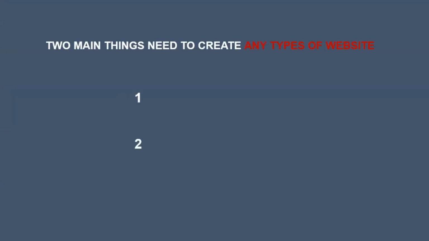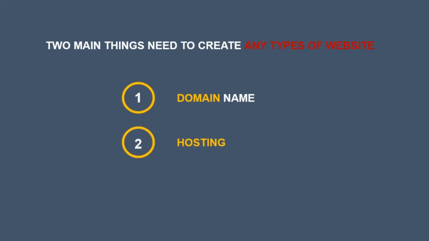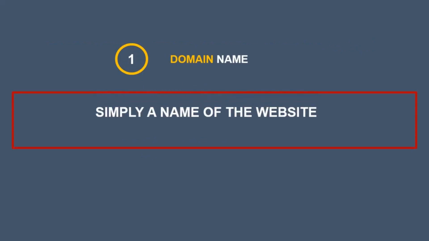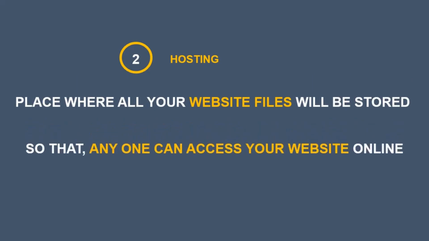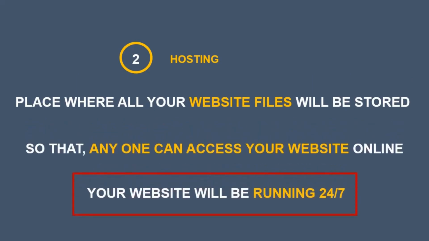So the two things we need to create any type of website. The first one is a domain name and the hosting. So what is a domain name? A domain name is simply the name of a website, like google.com. And hosting is a place where all website files will be stored so that anyone can access your website online. So your website will run 24/7.